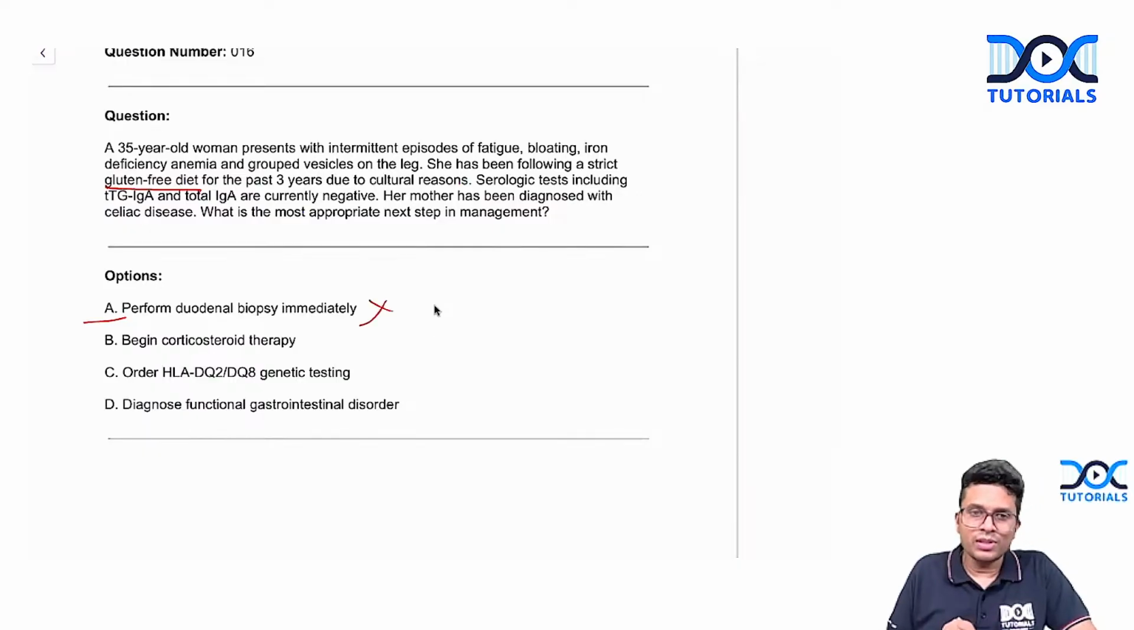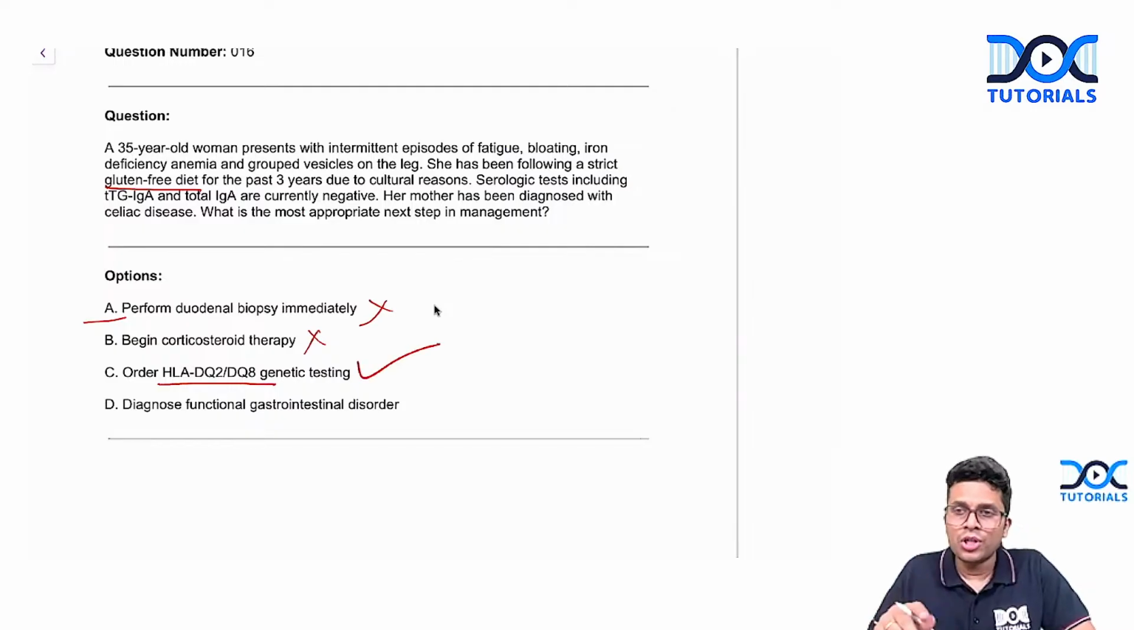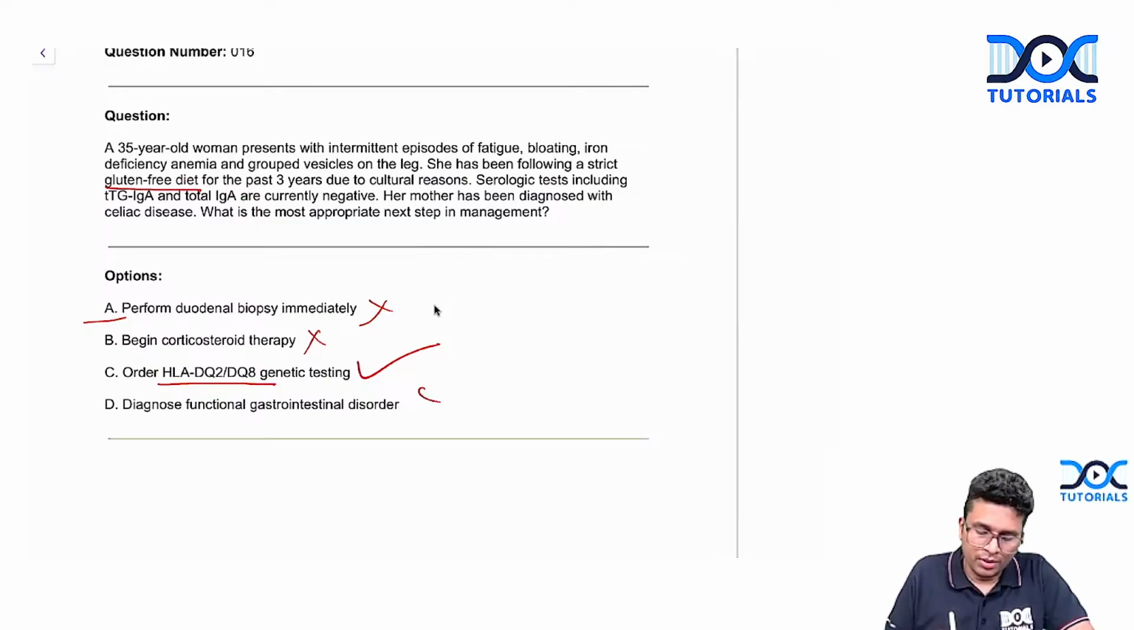Beginning corticosteroid therapy when the patient is already on a strict gluten-free diet and still having symptoms, first you have to establish the diagnosis. It's not yet established, so better not to give steroids; steroids are given only for refractory cases. Third, ordering an HLA DQ2 DQ8 genetic test is the best, because this can diagnose irrespective of whether the gluten-free diet is there or not. HLA DQ2 DQ8 is the best test because it has a high negative predictive value. Diagnosing functional gastrointestinal disorder is not relevant in this particular question.